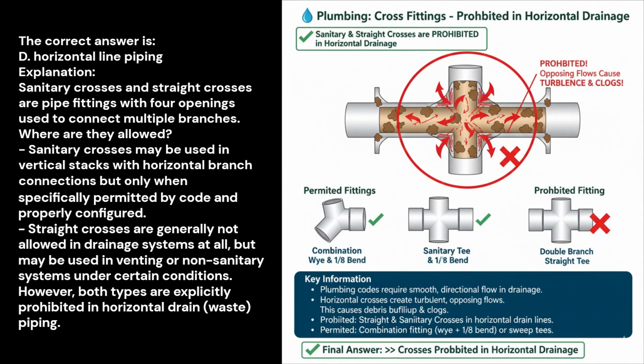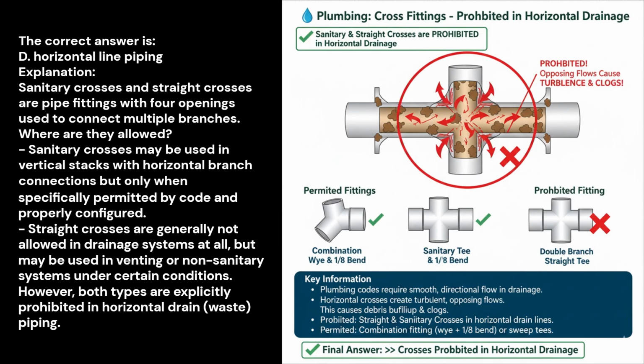However, both types are explicitly prohibited in horizontal drain, waste, piping because they do not provide the sweeping flow path needed for self-cleaning. Plumbing codes require combination fittings, for example, Y plus 1/8 bend, or sweep Ts for horizontal branch connections, not crosses. Therefore, the correct answer is D.